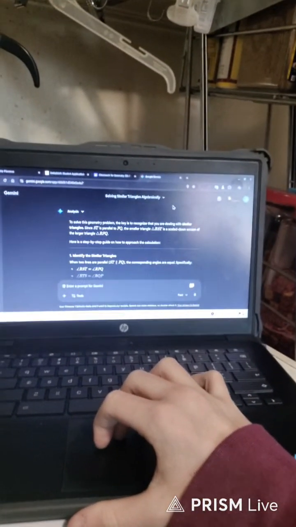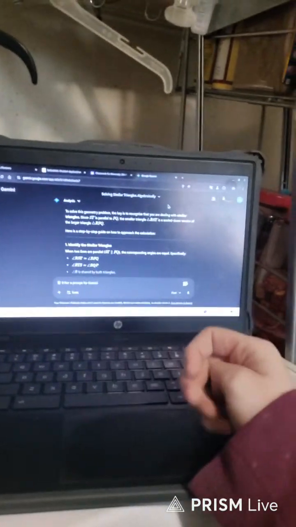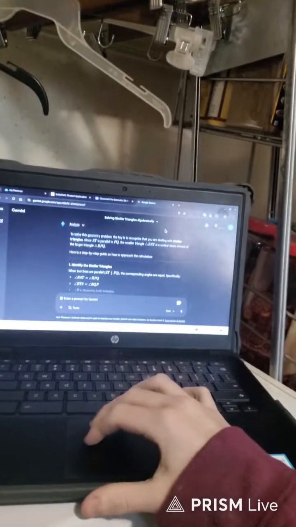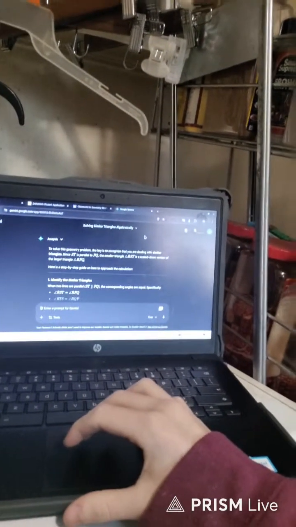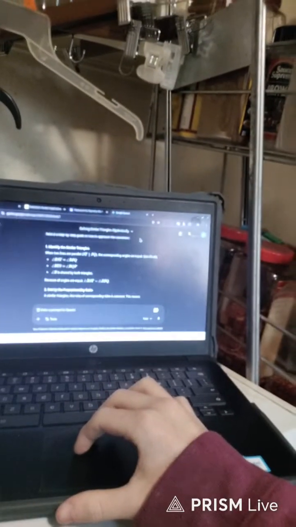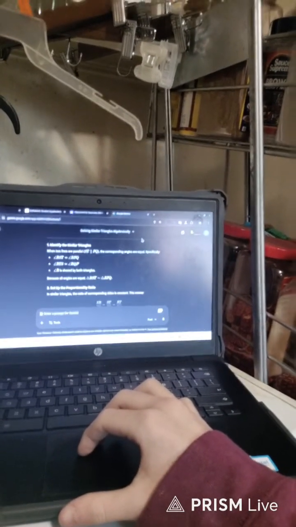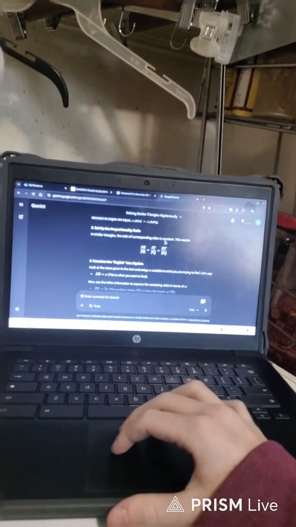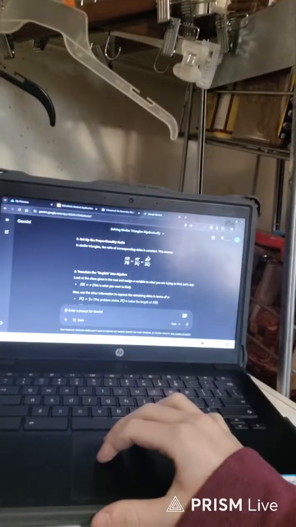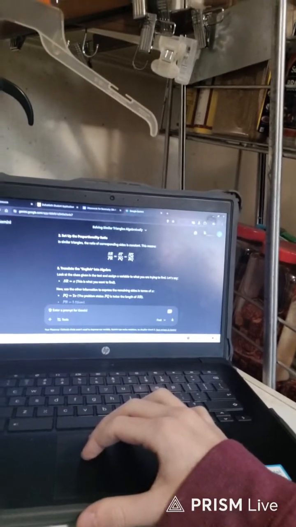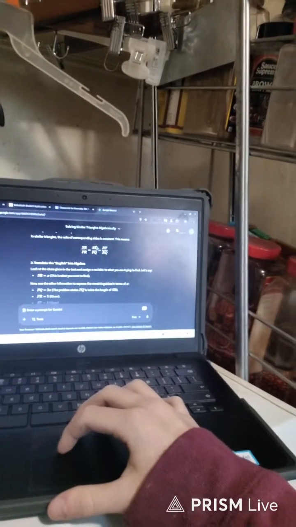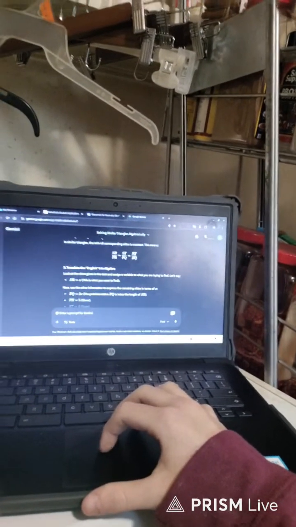To solve this geometry problem, the key is to recognize that you are dealing with similar triangles. Since ST is parallel to PQ, the smaller triangle RST is a scaled down version of the large triangle RPQ. Set the proportionality ratio. In similar triangles, the ratio of corresponding sides is constant. This means SR over PR equals ST over PQ, which equals RT over RQ.